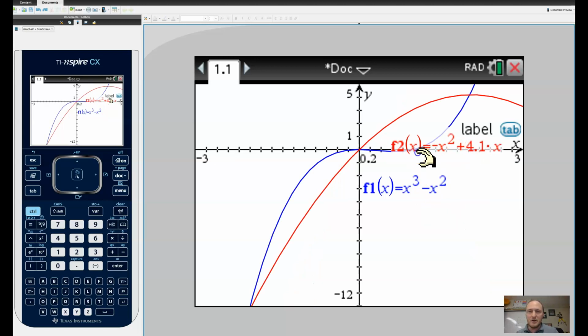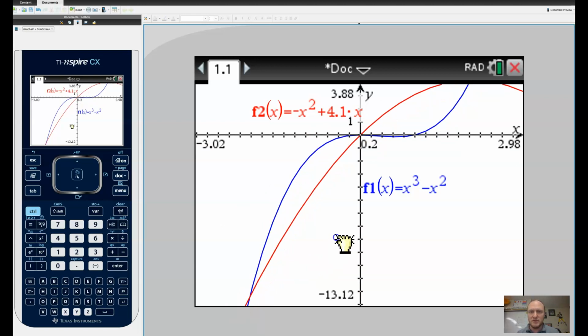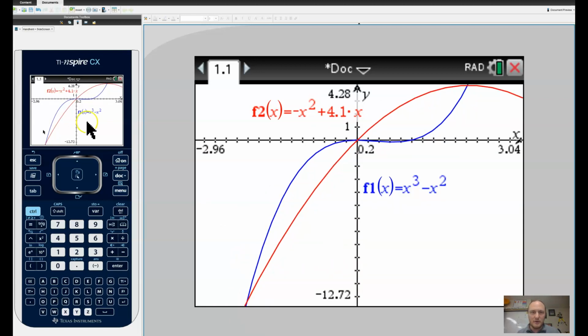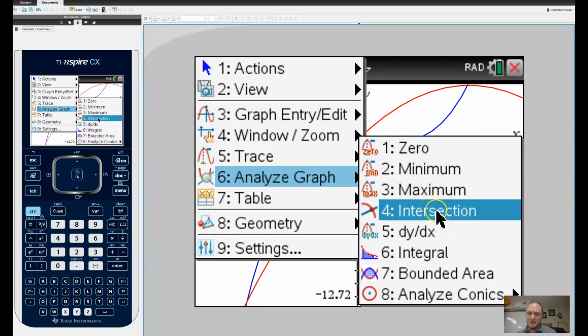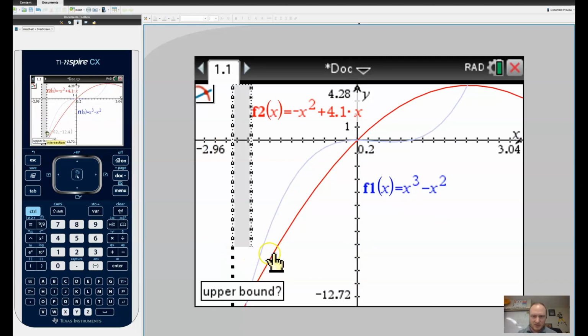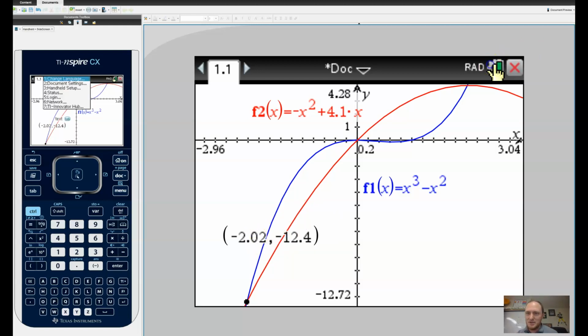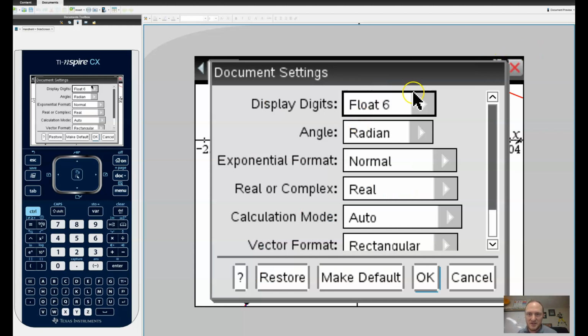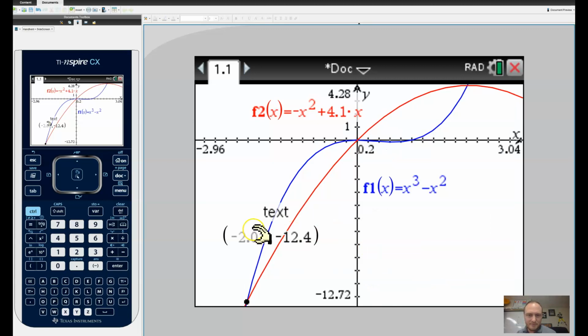We're going to utilize our calculator to help us find the intersection points. I might need to drag. Okay, there we go. So I'm going to go menu, analyze graph. Again, I'm trying to find those intersection points. So analyze graph, intersection, and I'm going to take the lower bound and then the upper bound. And I get this value here, negative 2.02, and I have a feeling my settings are not at float. So I want to go to document settings, float, let's go float 8.